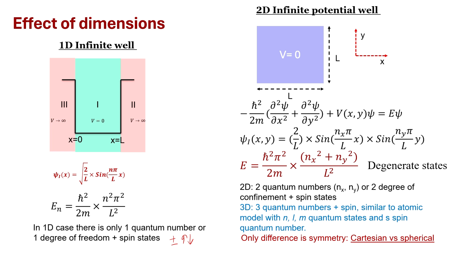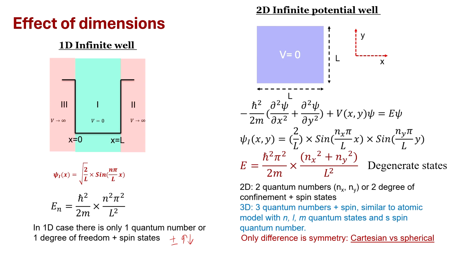So, you can see now you have 2 quantum numbers, nx and ny, which means you have 2 degrees of confinement, and including the spin states, you can accommodate 4 electrons. So, you have more degeneracy in the system. These are called degenerate states. If you go to 3D, you will have 3 quantum numbers in a similar fashion plus a spin, and this is again similar to the atomic model that we make with the different quantum states like n quantum state, L quantum state, m quantum state, and with S being the spin quantum number.